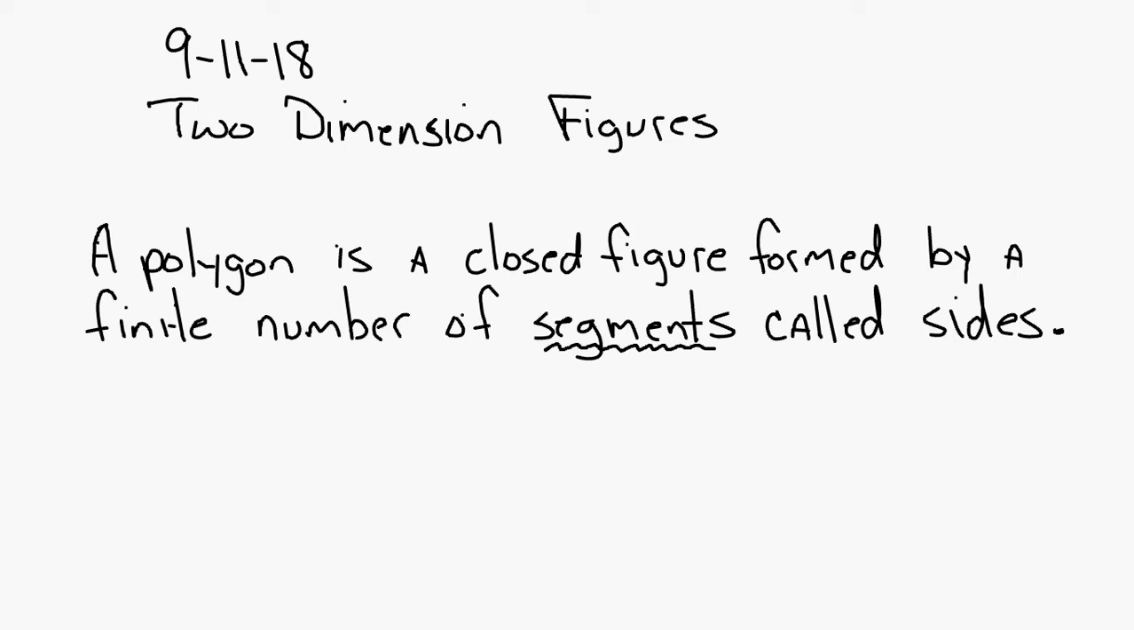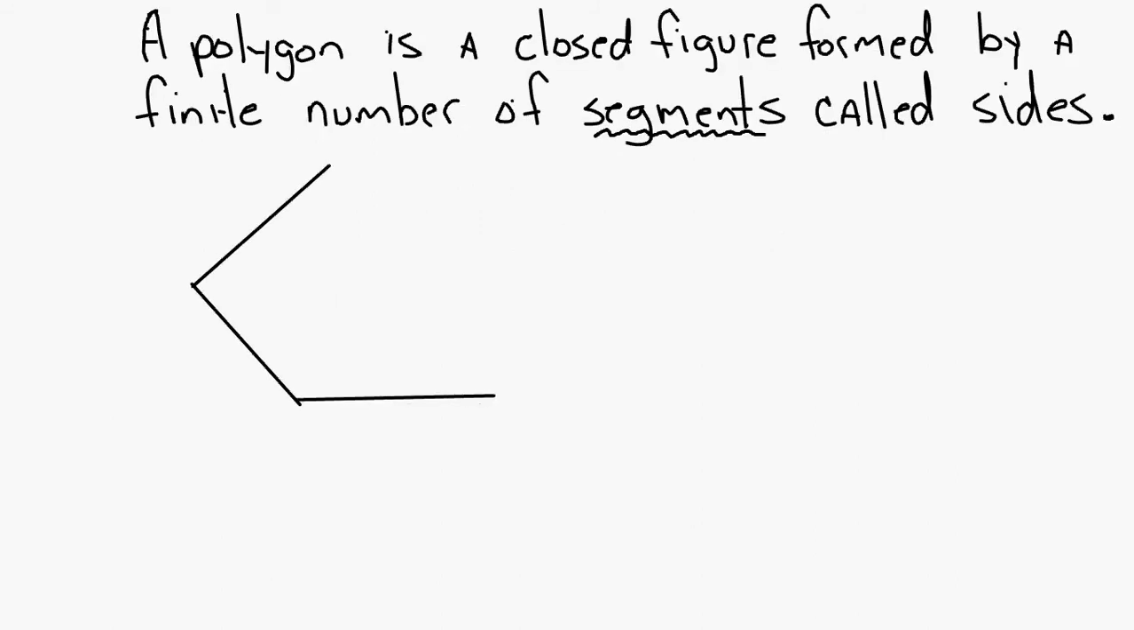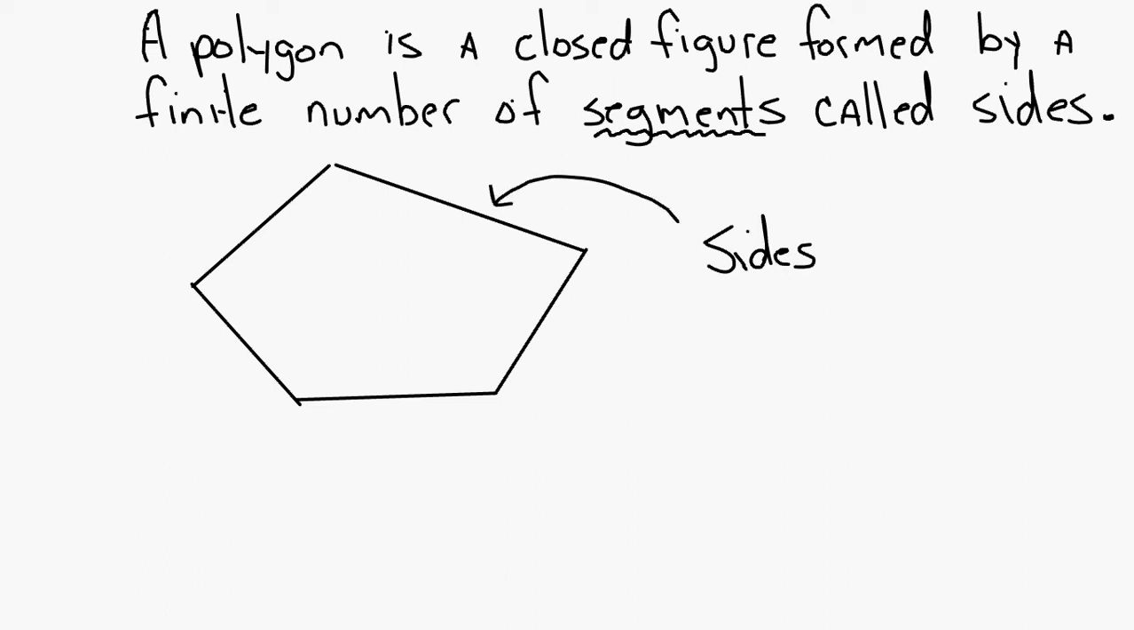Let's see, polygon closed figures. So when you're looking at a polygon, obviously this polygon has 5 sides. All right, so here's your sides. And here are your vertices, where the sides meet. Those are your vertices. The number of vertices will be equal to the number of sides in a polygon.